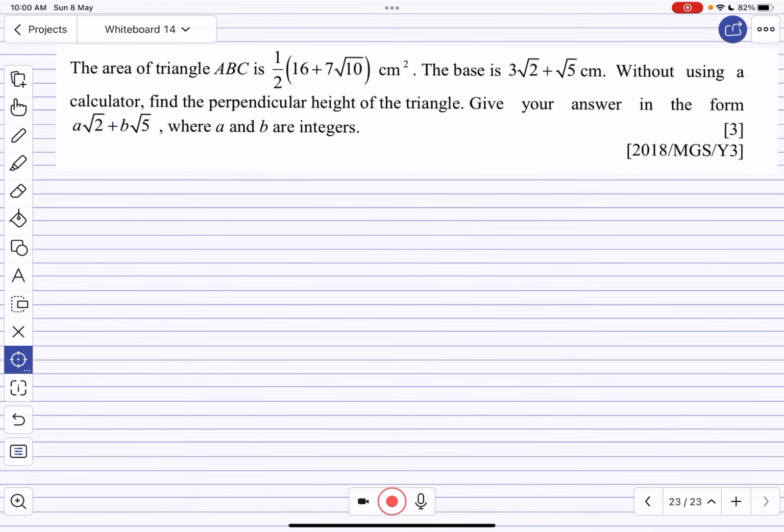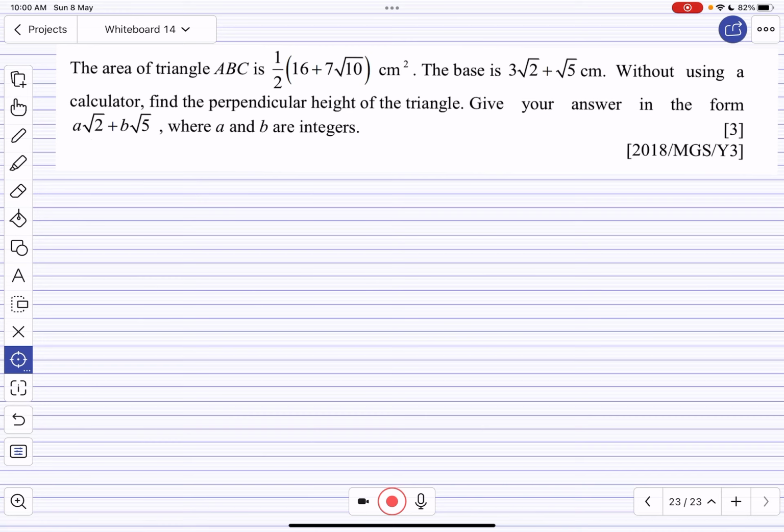Area of the triangle is half of 16 plus 7 square root 10. The base is 3 square root 2 plus square root 5. Now, without using a calculator, we want to find the perpendicular height of the triangle, giving my answer in the form of a square root 2 plus b square root 5.